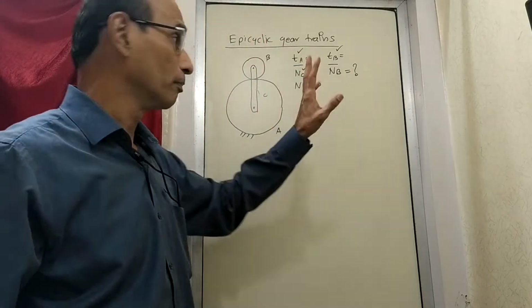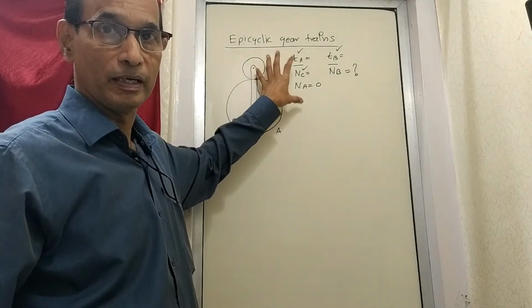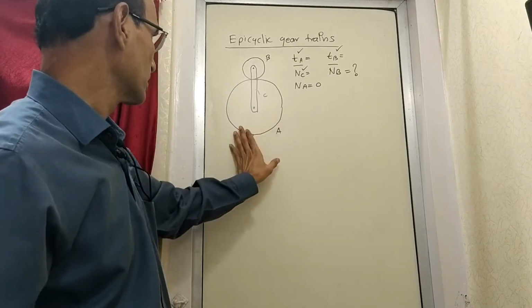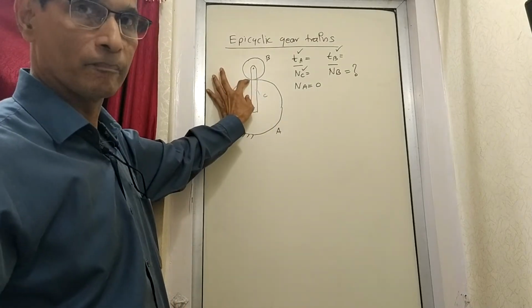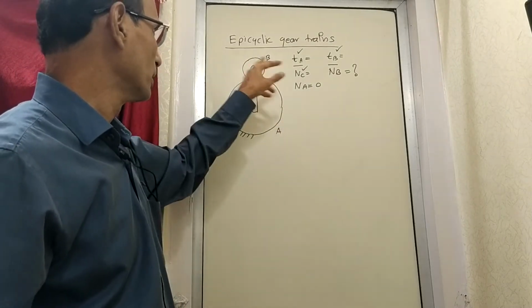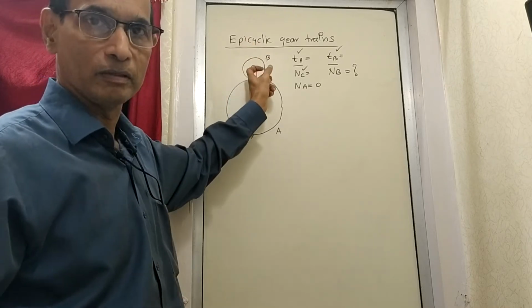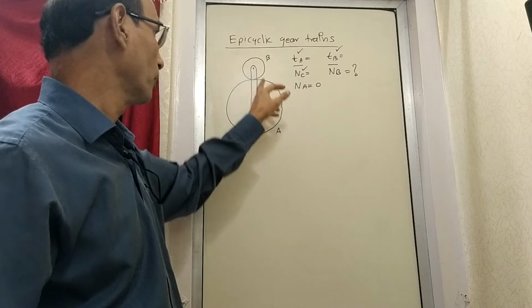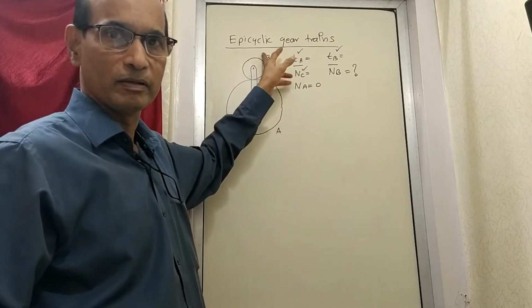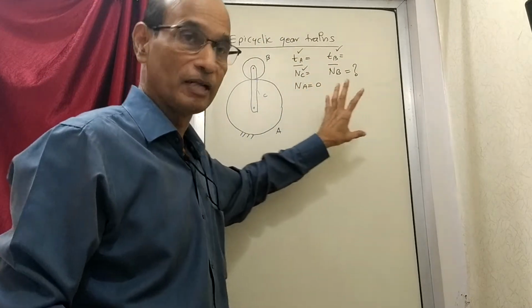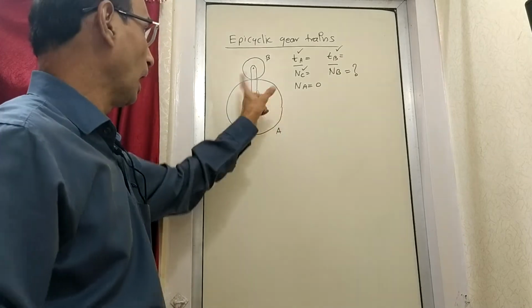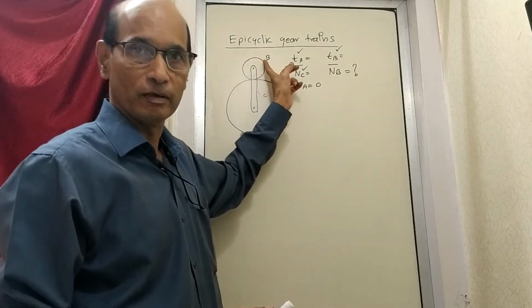Now suppose the same problem is of a simple gear train type. That means in this case, suppose the arm is fixed and this is released. That means two gears are rotating, driven like that. In that case, how to find out the speed of the other gear when one gear is given, we already know. Here it is a different exercise where one gear is fixed, the arm is rotating, and we have to find out the speed of this gear.